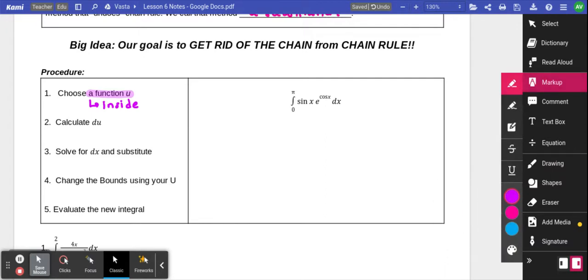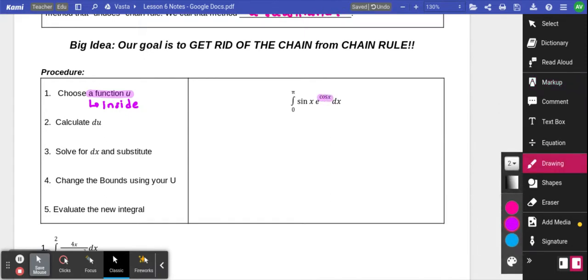In this particular example, I'm trying to find the integral from 0 to pi of sine of x times e to the cosine of x power. Because cosine of x is the power here instead of just a regular x, that would have caused me to have done chain rule originally. So in this example, my u would be cosine of x because that is the inside function. It's inside of the e function.